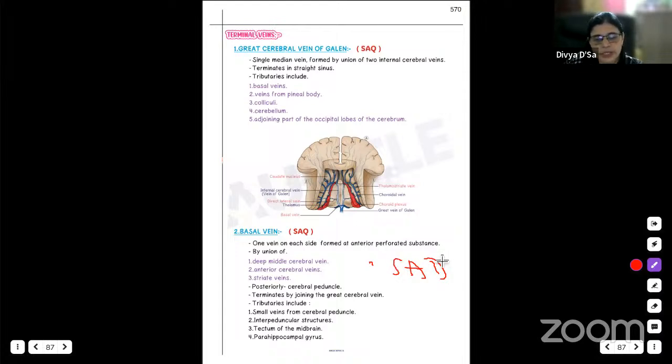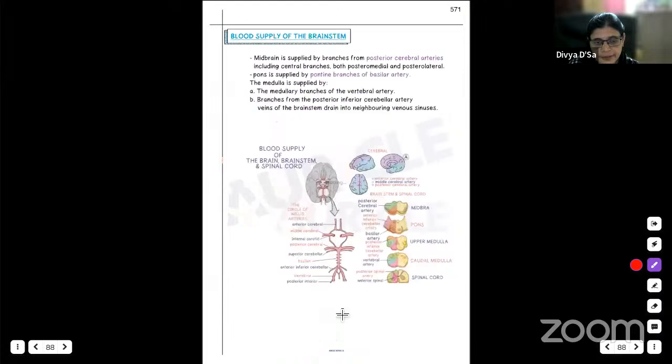SAD basal. Okay. So posteriorly, it goes around the cerebral peduncle. It terminates by joining the great cerebral vein. Again, basal vein is one of the tributaries, right? So it terminates by joining the great cerebral vein. So to the basal vein, the tributaries include small veins from the cerebral peduncle, interpeduncular structures, tectum of the midbrain, and parahippocampal gyrus.